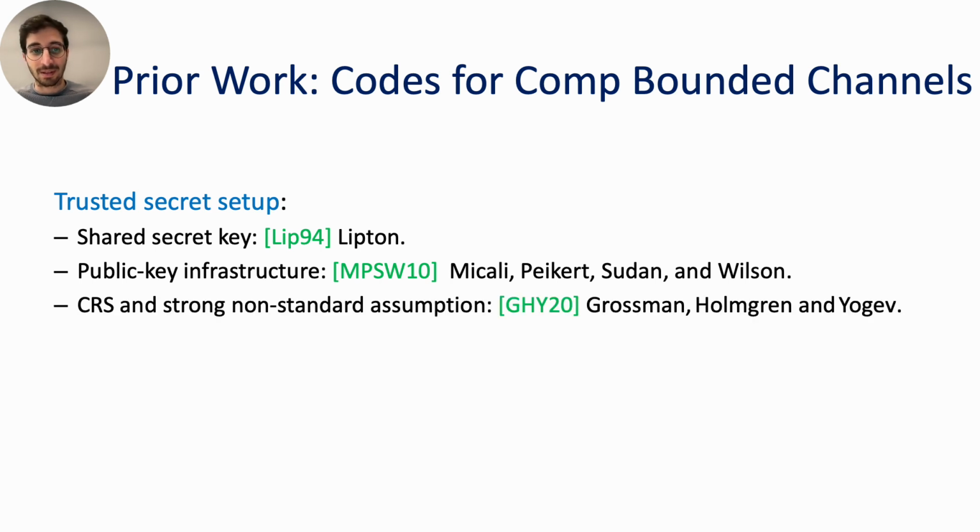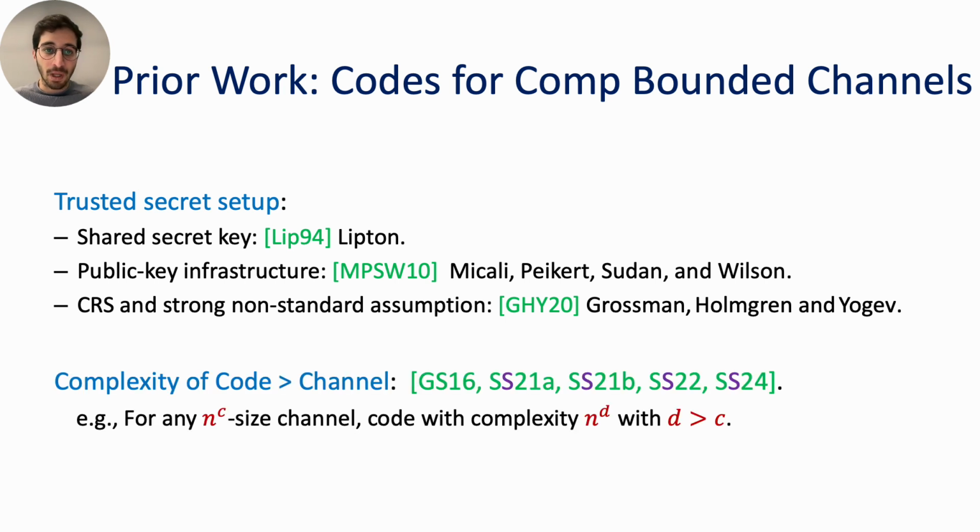And maybe the most relevant result is the recent result by Grossman et al. that assumed a CRS and strong non-standard assumptions, and they were able to get better codes for PPT. So these are the kinds of assumptions that are assumed to get PPT results. All of them involve some kind of trusted setup. Another line of work that is also relevant is a more complexity-oriented line of work started by Guruswami and Smith and later built on by Shaltiel and myself.